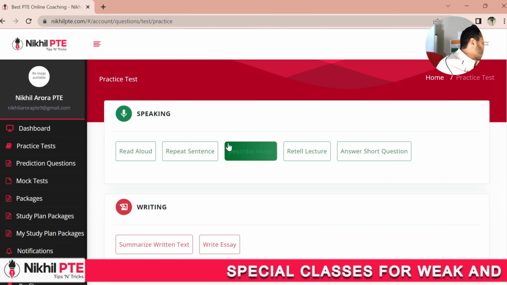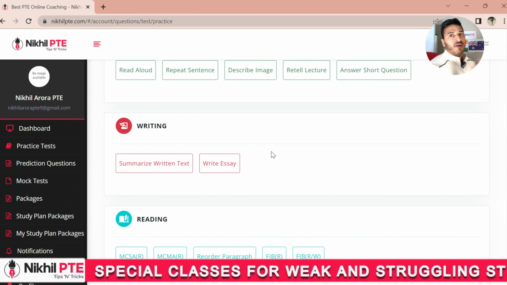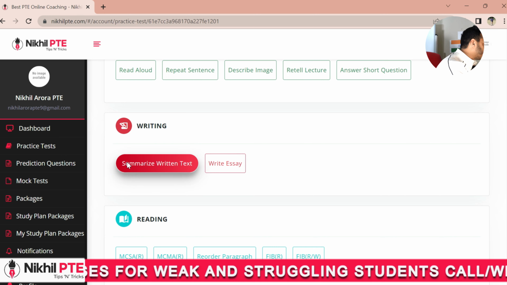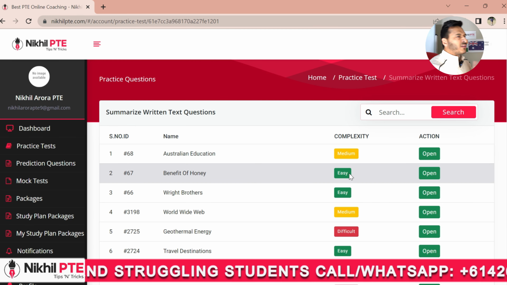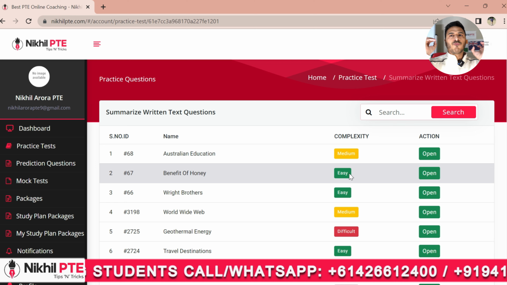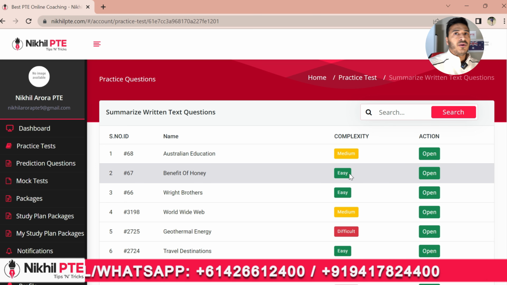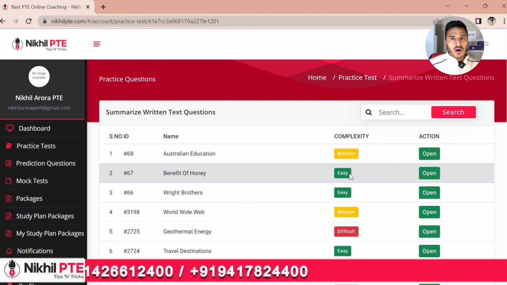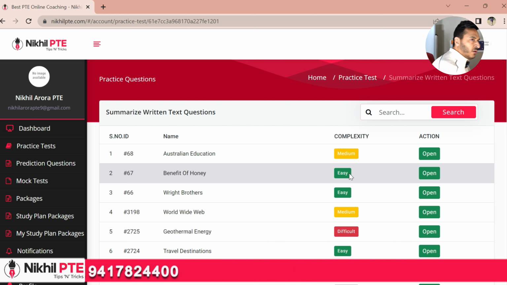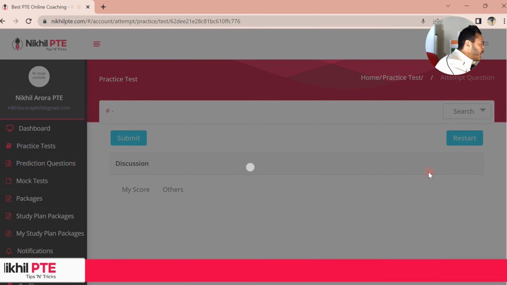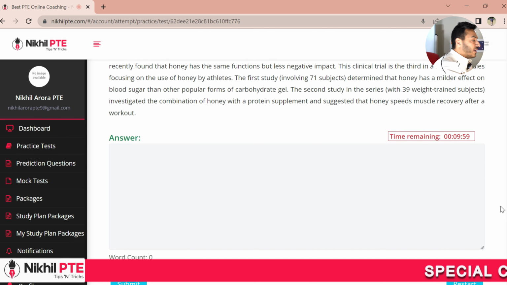So this is our dashboard. In writing we have 2 subsections. I will start with summarize written text, right? Many students are thinking about summarize written text: we have to put good vocabulary, we need to use certain words, how we can calculate the score. This is very important. So here is our website, and what is the best thing on my website?